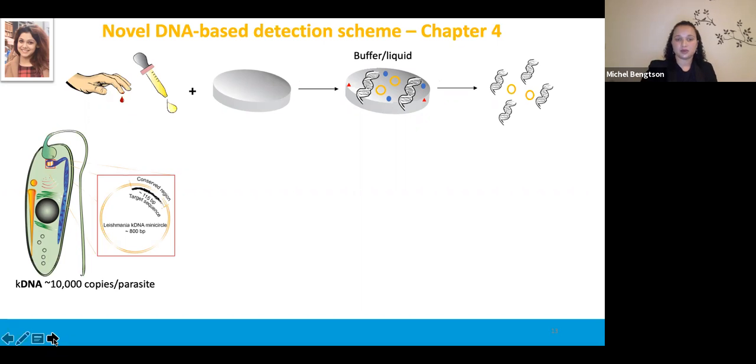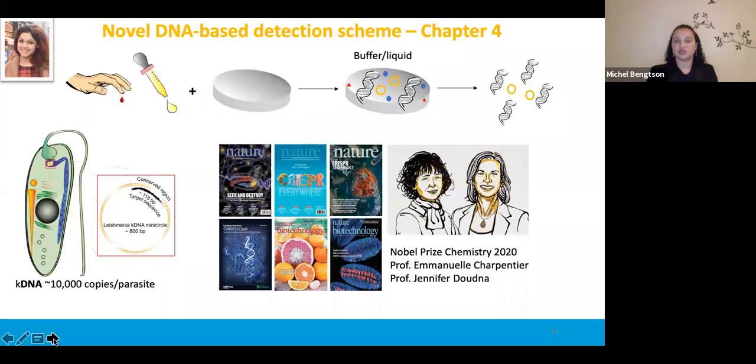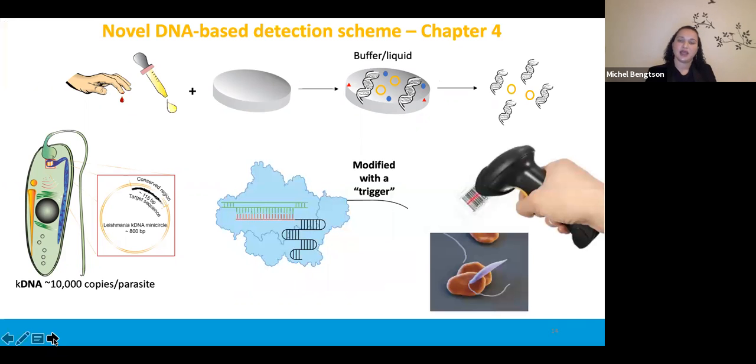And to couple this DNA detection to the rest of our diagnostic scheme, we use CRISPR. So CRISPR has received a lot of attention recently, especially because of the Nobel Prize for Chemistry in 2020. And basically it's a protein system and it functions as a scanner. So if you think of the sequence of the parasite being a unique barcode, CRISPR is able to scan all of the DNA sequence to find a match.